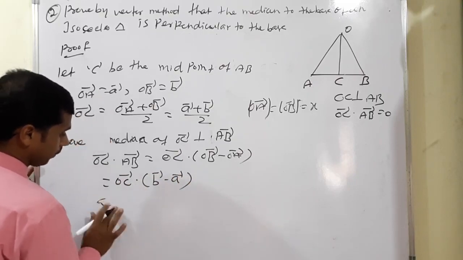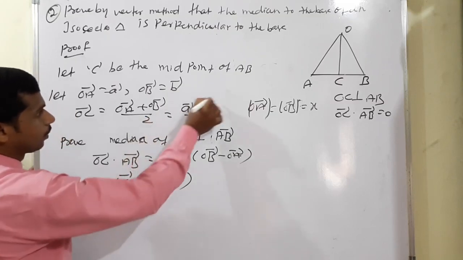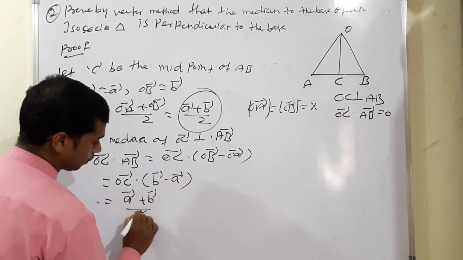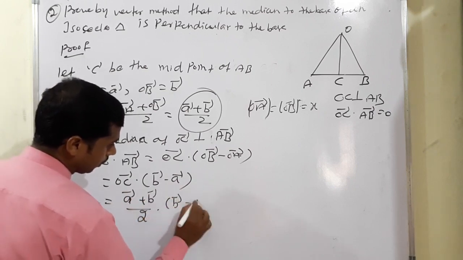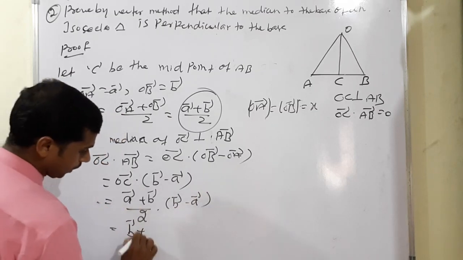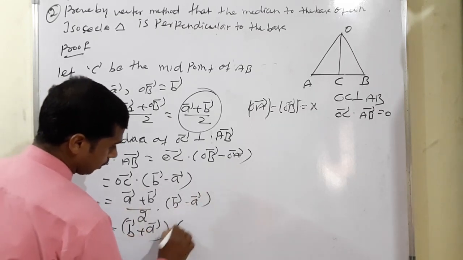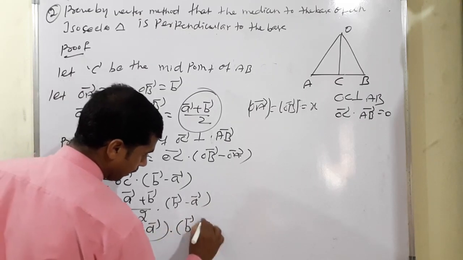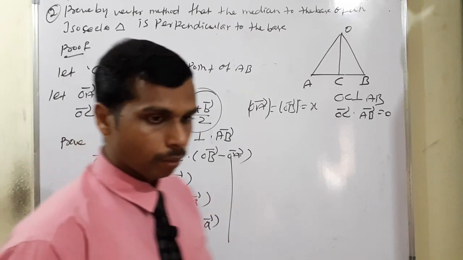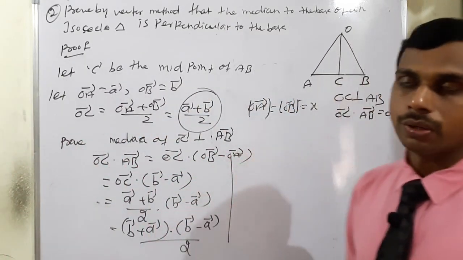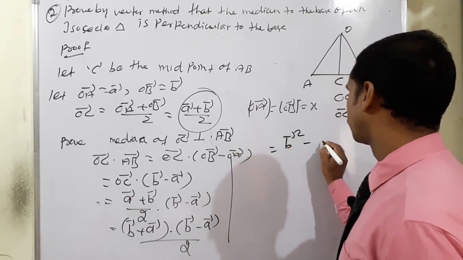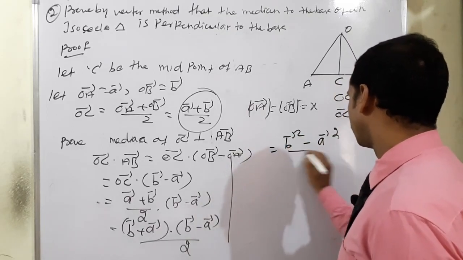Now look there, OC vector dot AB vector means B vector minus A vector. What is the meaning of OC vector? OC vector means A vector plus B vector by 2. So A vector plus B vector by 2 dot B vector minus A vector. Just interchange: B vector plus A vector dot B vector minus A vector, whole term divided by 2. Again we apply A plus B into A minus B. What is the formula? A square minus B square. Therefore B vector square minus A vector square divided by 2.